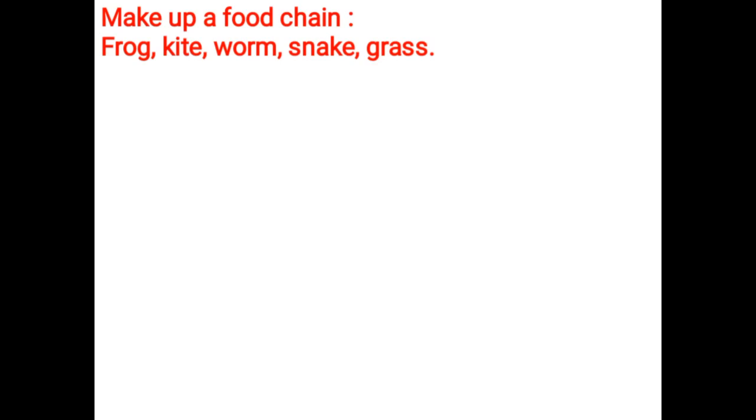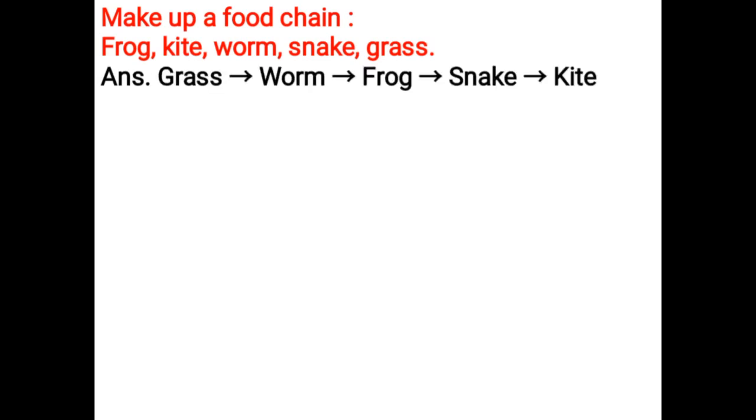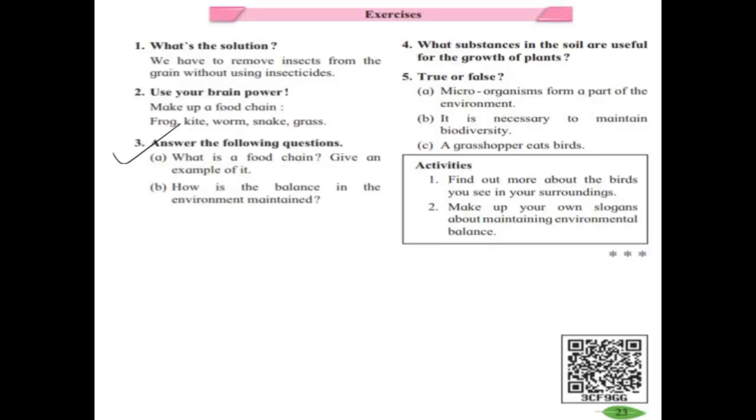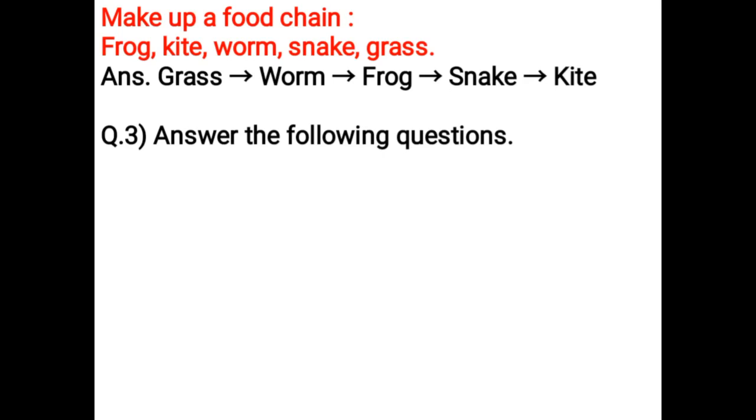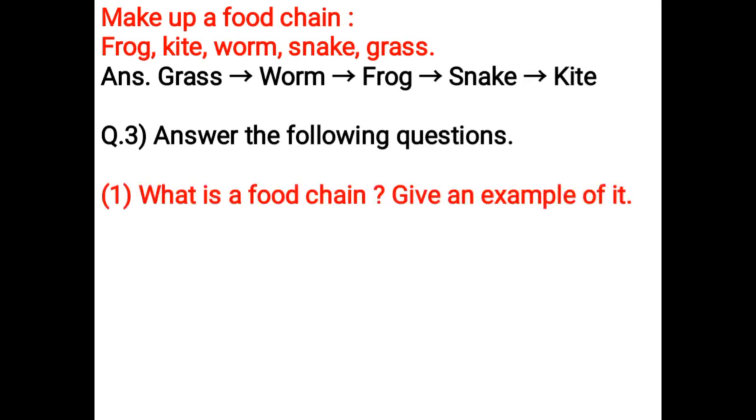Use your brain power. Make up a food chain: frog, kite, worm, snake, grass. Grass, worm, frog, snake, kite. Answer the following questions. What is a food chain? Give an example of it.